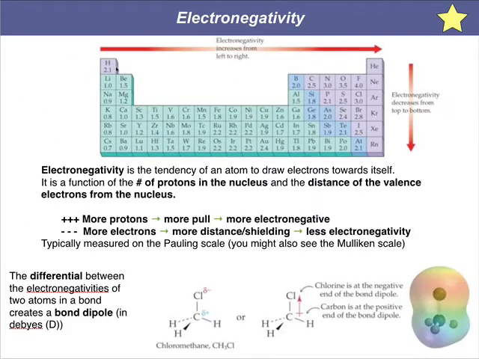For hydrogen and carbon, the difference is only 0.4. And it turns out that for a differential of 0.4 or less, the dipole is not noticeable. There are techniques, very sensitive measurements, where we can see the dipole, but generally speaking, anything less than a 0.4 difference in the Pauling scale between two atoms, we're going to consider it nonpolar. So carbon to hydrogen, we're going to call nonpolar because it's 0.4 or less.